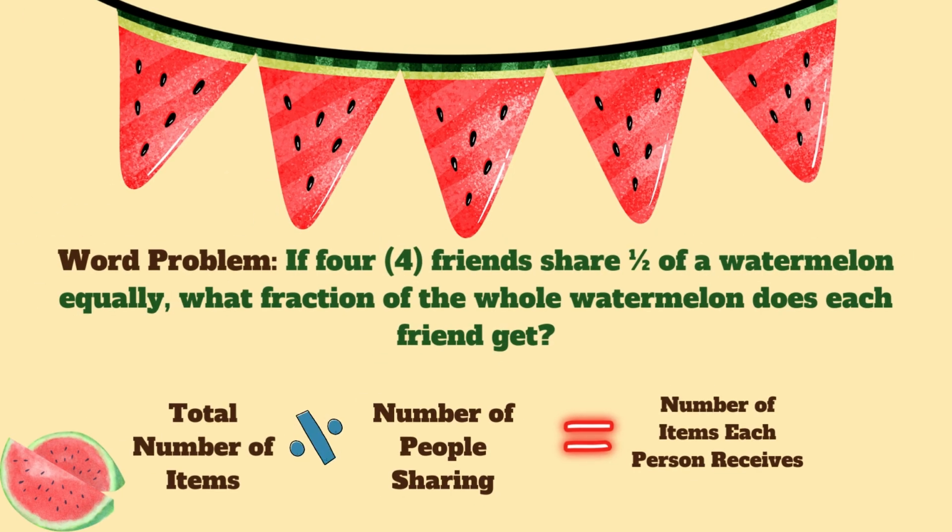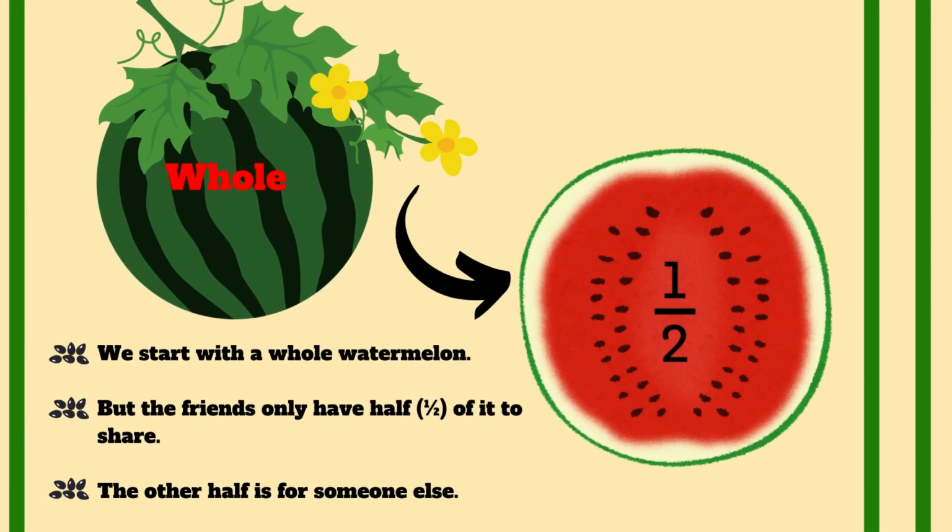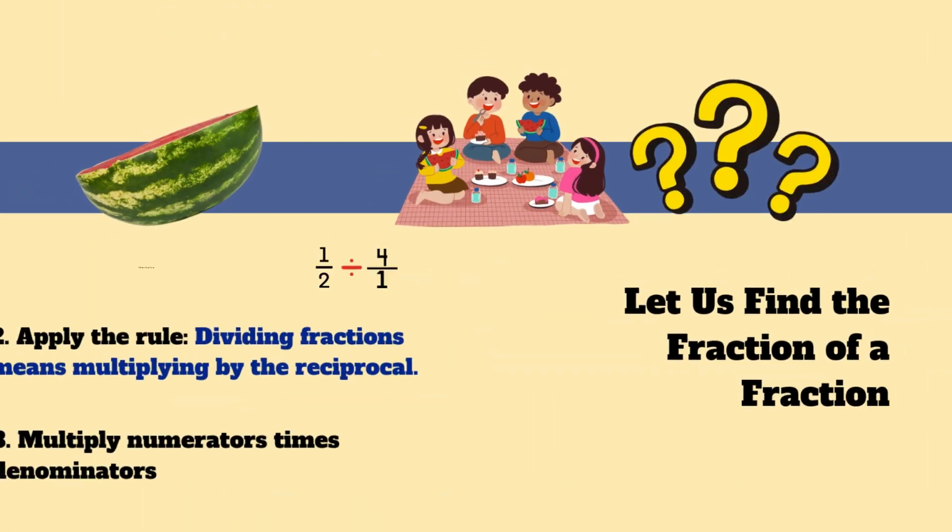So let us take a look at our word problem. If four friends share half of a watermelon equally, what fraction of the whole watermelon does each friend get? So when solving any sharing problem, we always consider three things. The total amount we start with, the number of people sharing, and our goal, which is to find the number of pieces each person is going to receive. So in our case, our total is not the whole watermelon, it is only half of the watermelon.